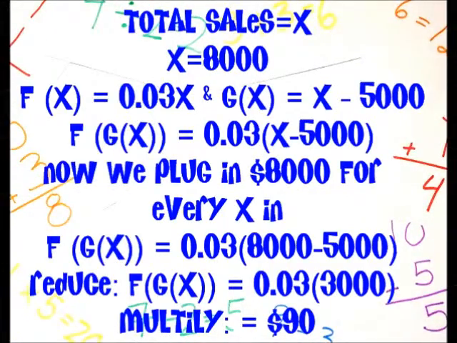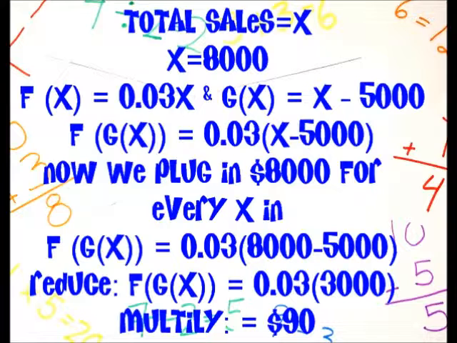Your total sales is equal to x, which is also equal to 8,000. And again, your equations are f of x equals 3% times x and g of x equals x minus 5,000. And we're looking for f of g of x, and you substitute your x minus 5,000 in for every x in f of x. So your equation comes out to 3% times x minus 5,000.